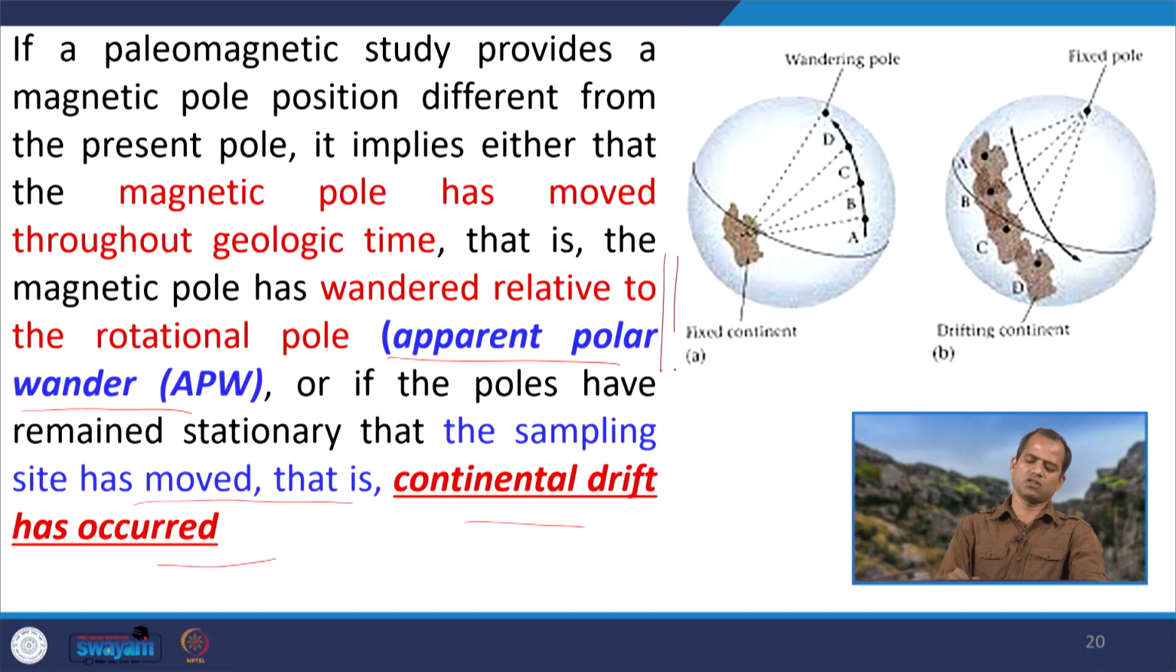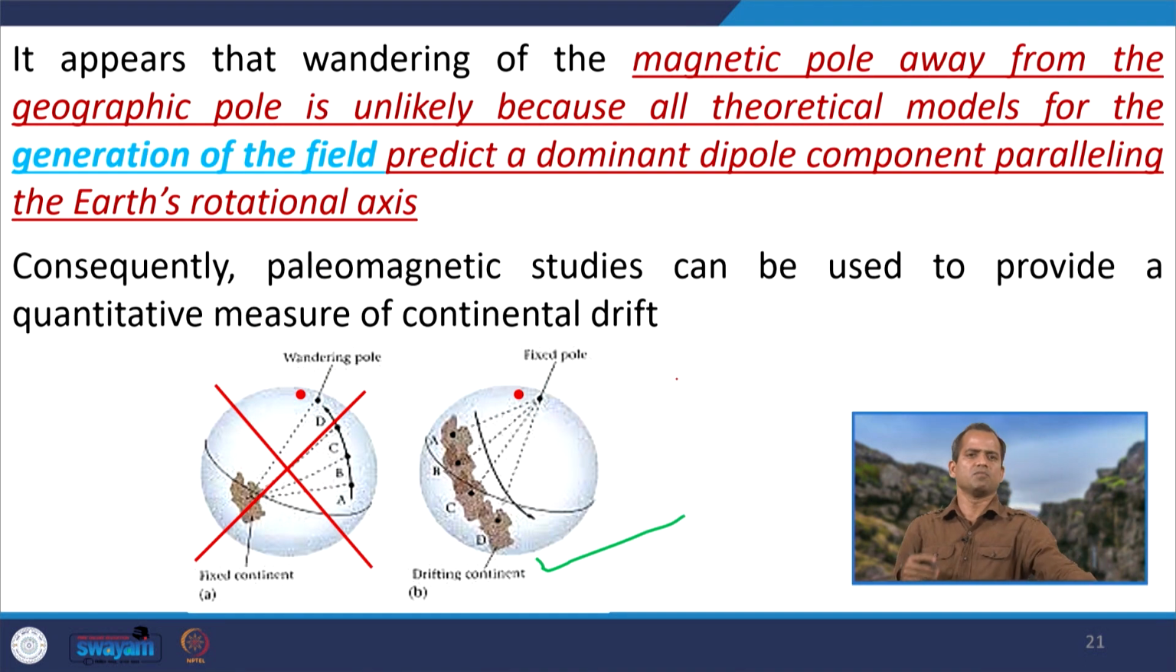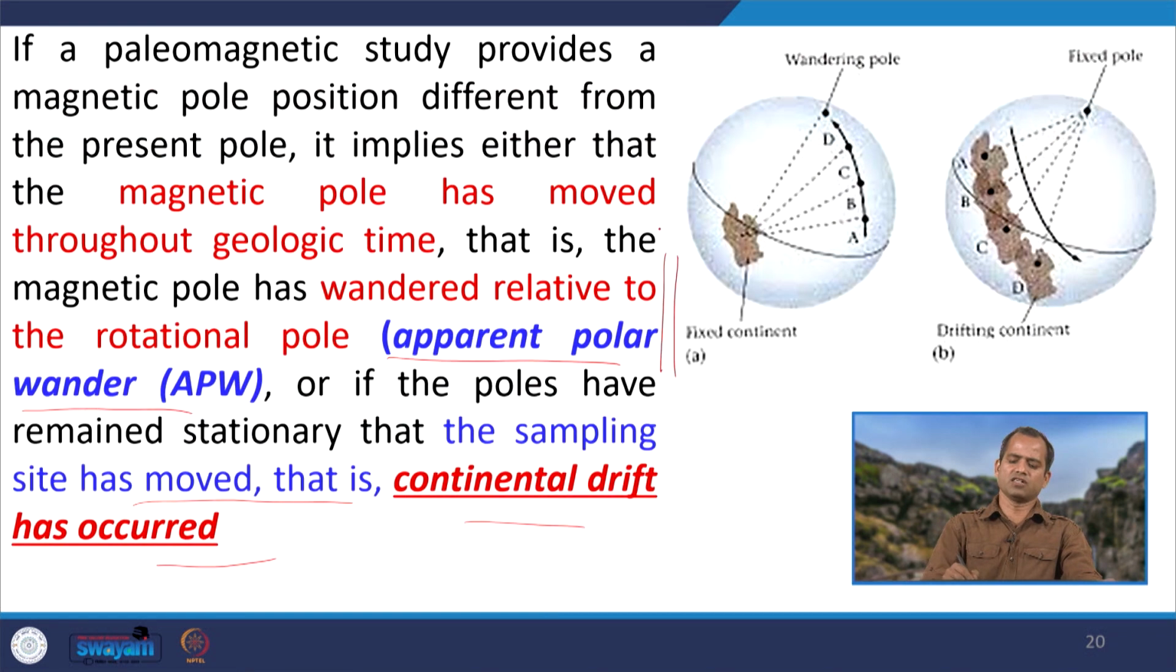So, this first one is ruled out. Why is it ruled out? Because wandering of the magnetic pole away from the geographic pole is unlikely, because all the theoretical models for the generation of the field predict a dominant dipole component parallel to the Earth's rotational axis. So, that means there is no considerable movement of the magnetic pole from the geographic pole.